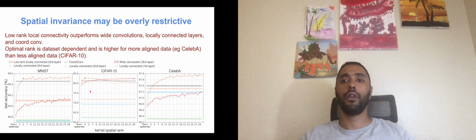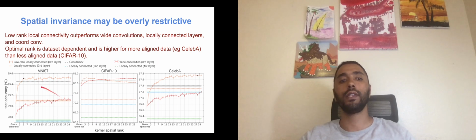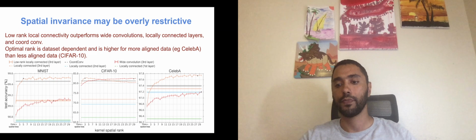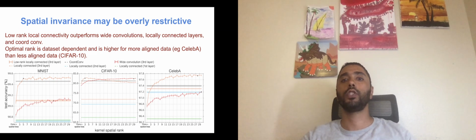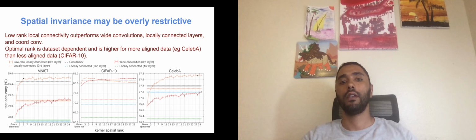Also, if you compare this layer to locally connected, coordinate conv, or even a convolution layer that has more channels, we can see that the performance of our layer is much higher, which shows that convolution is actually overly restrictive, and this layer could be used in computer vision. Just to summarize, we designed a low-rank locally connected layer, and we use this layer to test whether spatial invariance is an overly restrictive inductive bias. Our results suggest that as you relax spatial invariance, in classification problems, accuracy increases.